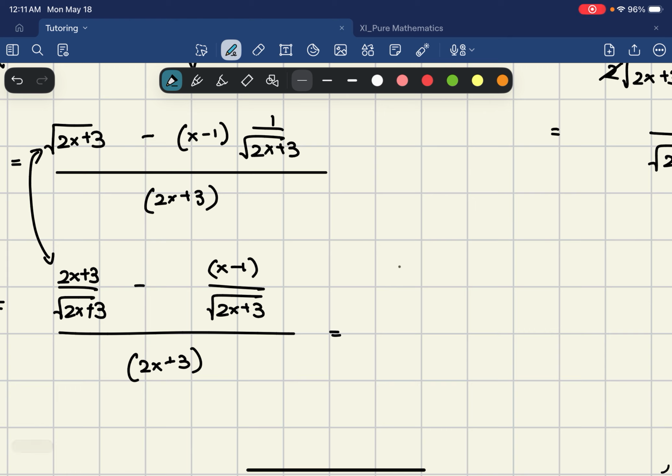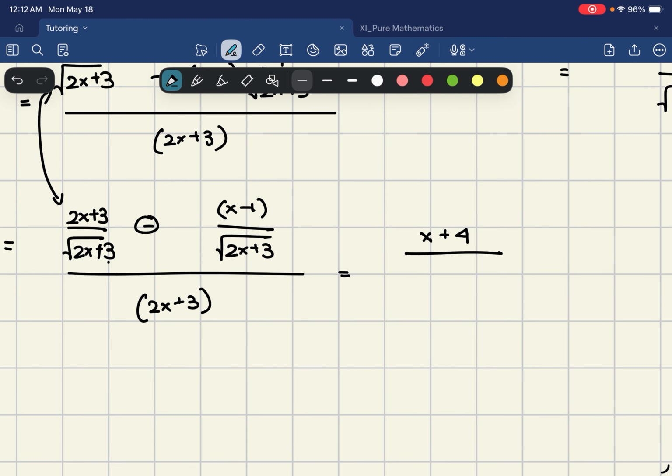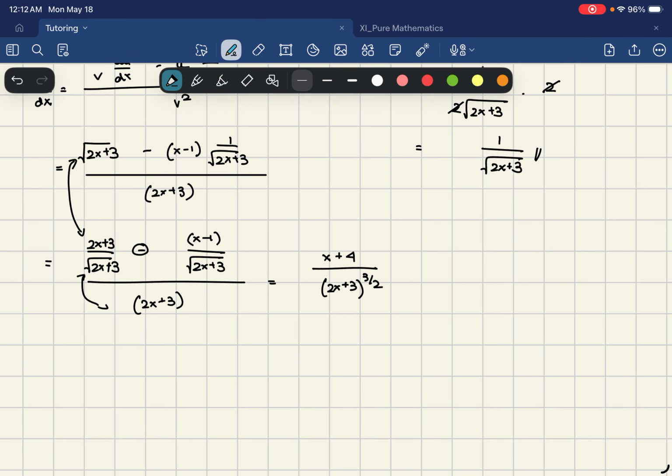2x minus 1x is going to give me x. 3 minus of minus 1 is going to give me 3 plus 1, which is x plus 4. Divided by this denominator, which will get multiplied by this. And I encourage you to think about the algebra of the situation here. So overall, I'm going to get 2x plus 3 to the power 3 over 2. And that is going to be my solution. So I know I skipped a few steps, but I highly encourage you to think about how we got to this solution.